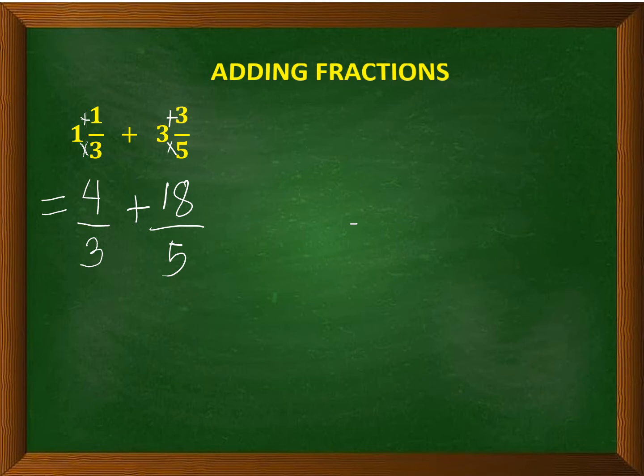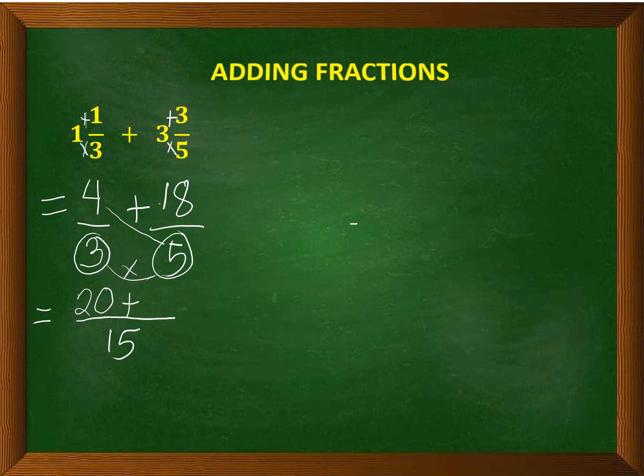So we multiply the denominators 3 and 5. What is 3 times 5? That's right, 15. Then we cross multiply. 4 times 5 is 20. Copy the plus sign. 18 times 3 is 54. Right? We already did the multiplication part. Now let's add the numerators. We have 20 and 54. What is 20 plus 54? It will give us 74.